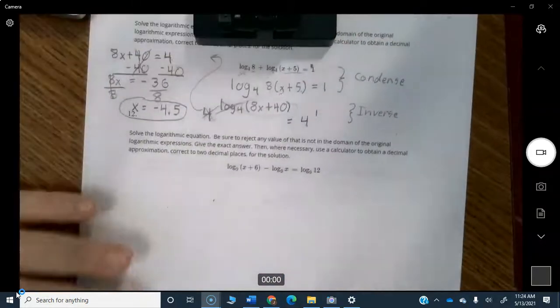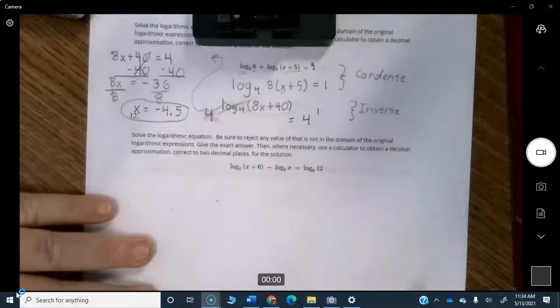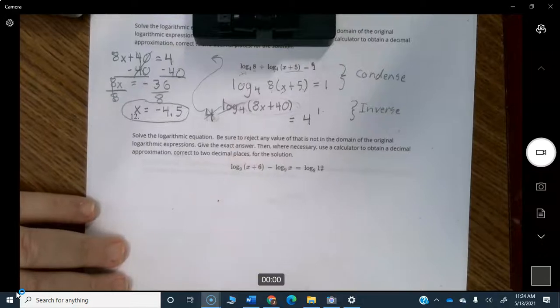All right, here we go. Solve the logarithm. Be sure that value. Anyway, it gives you a lot of stuff to do here. So, okay, let's go ahead and solve this.